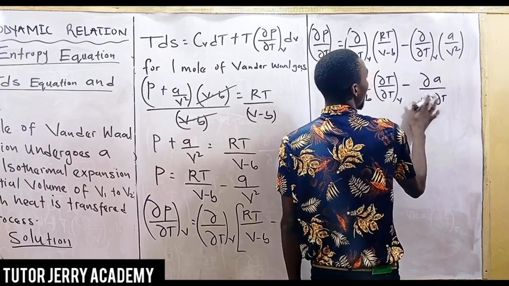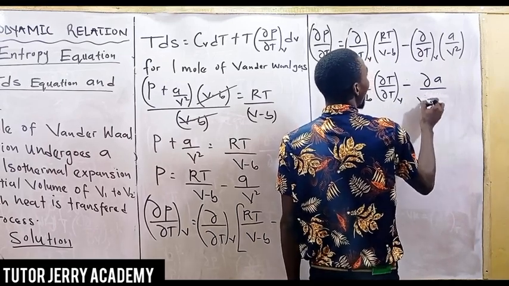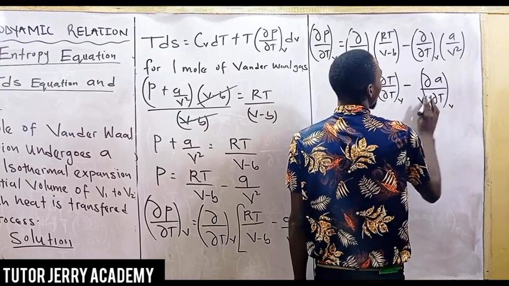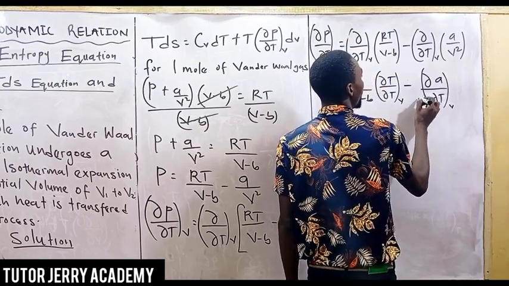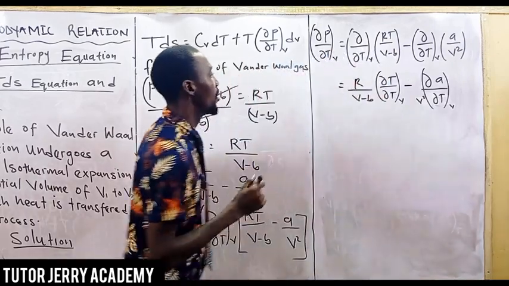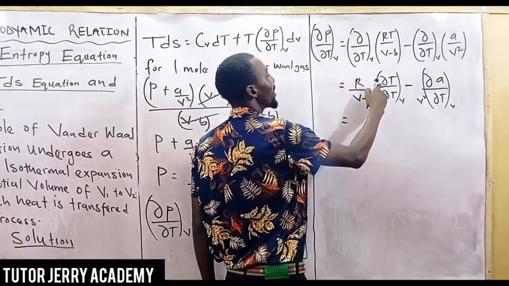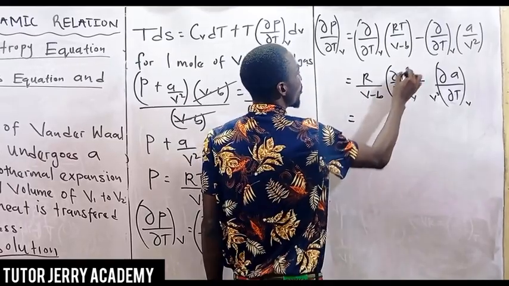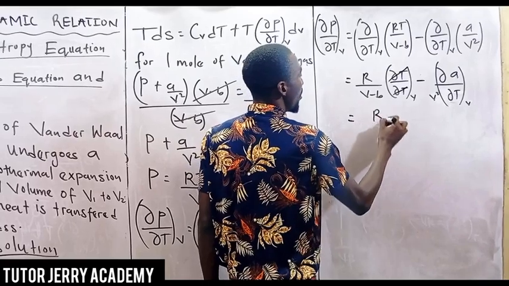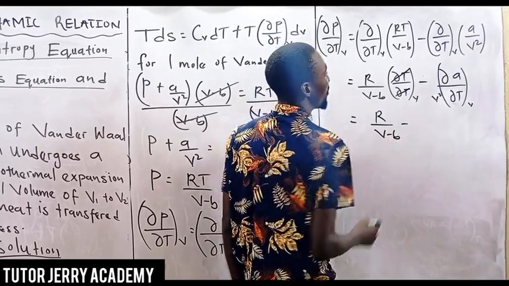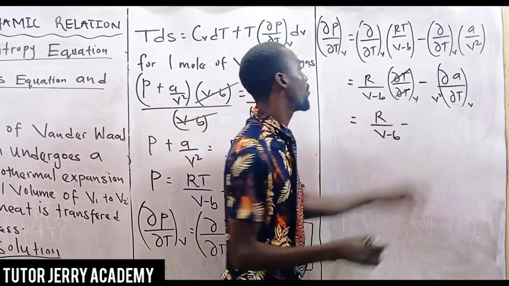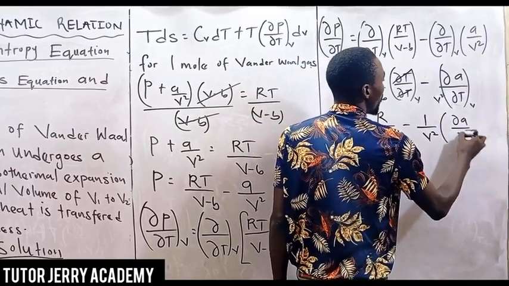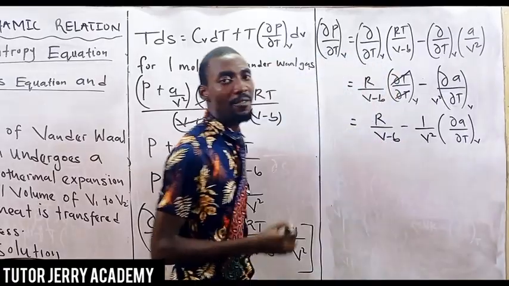Let me put this here. So we are going to have V squared, the partial derivative of T, keeping V constant. All right. So now you are going to see that the partial derivative of T will cancel out the partial derivative of T. That is 1. So this will go with this. So we'll be left with R over V minus b minus 1 over V squared times the partial derivative of a with respect to T, keeping V constant.